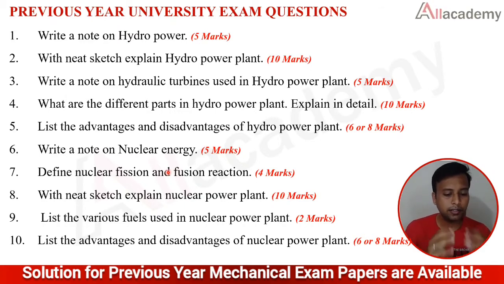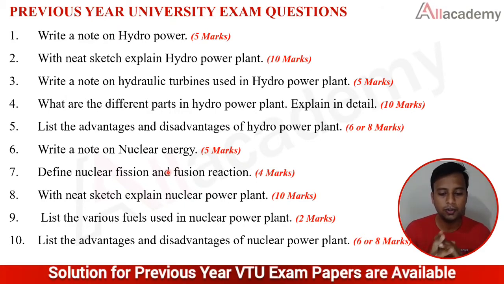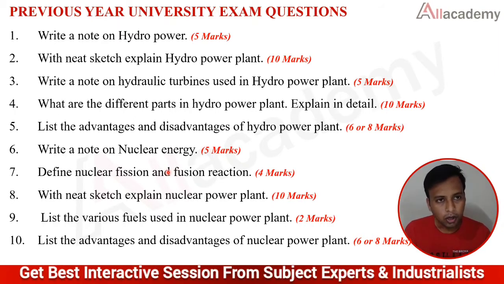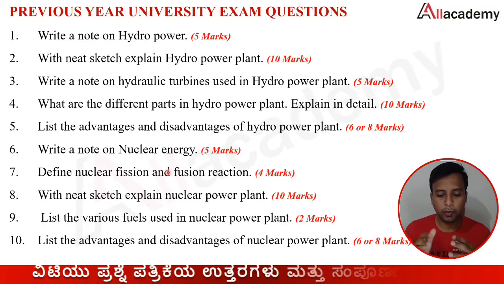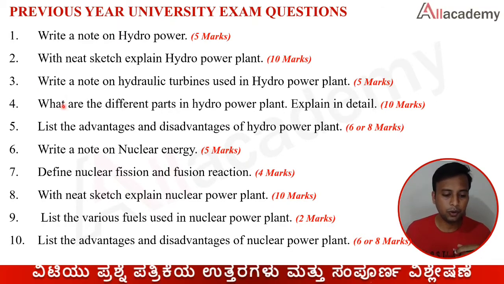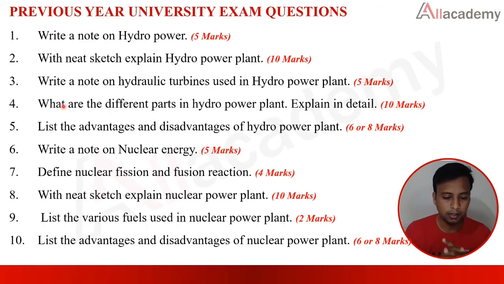Next, write a note on hydraulic turbines used in hydropower plants. So how does this hydraulic turbine work? After the turbine, how the water is released with the help of a draft tube, that you need to explain. What are the different parts of a hydropower plant? It is the same question. The second and fourth are the same, but asked in a different way, so you need to explain.